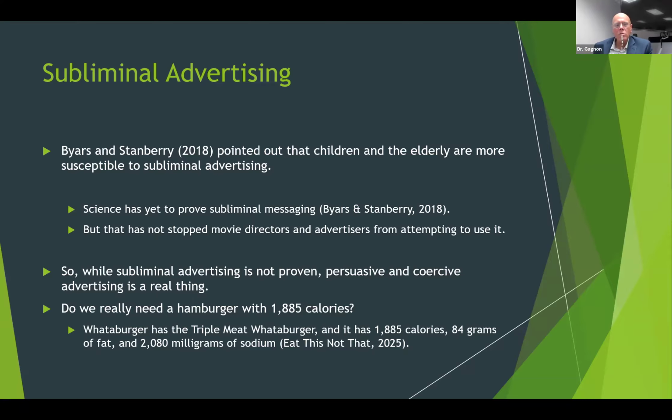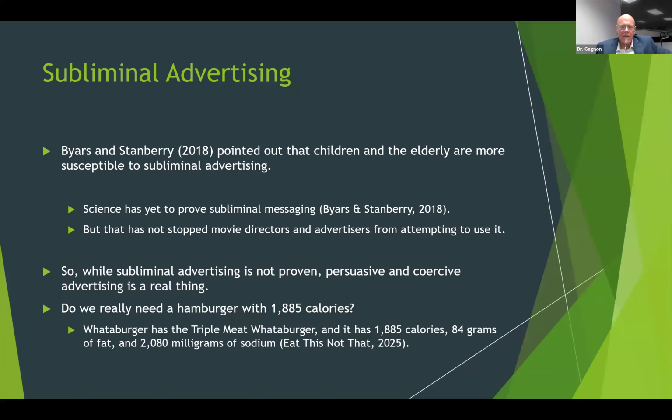Now, that is a real good example of unethical advertisement using persuasive and coercive advertising. Do we need a hamburger that has 1,885 calories? And I'm going somewhere with this. In Texas, and I don't know if they're elsewhere, but I know in Texas, there's a hamburger chain called Whataburger. And they have a triple meat Whataburger. And it has 1,885 calories, 84 grams of fat, 2,080 milligrams of sodium.